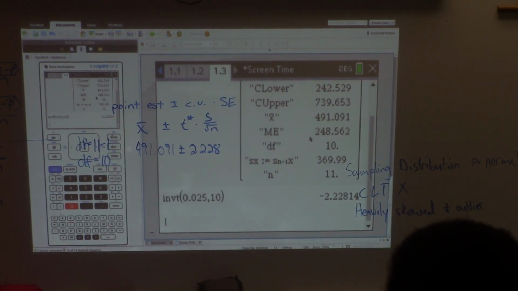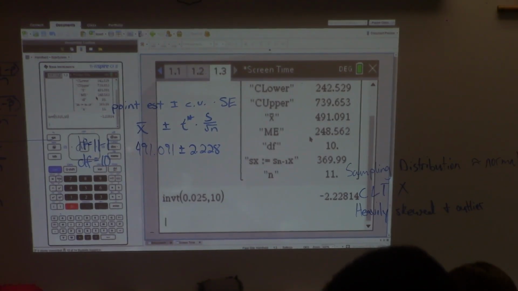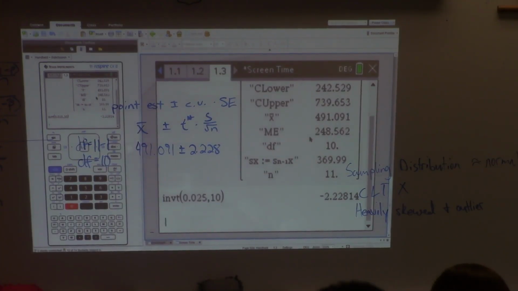2.228. Right, that's because we did the lower end. If you did the 0.975, it would give you the upper end of the 2.228, but we're adding and subtracting, so it doesn't matter.